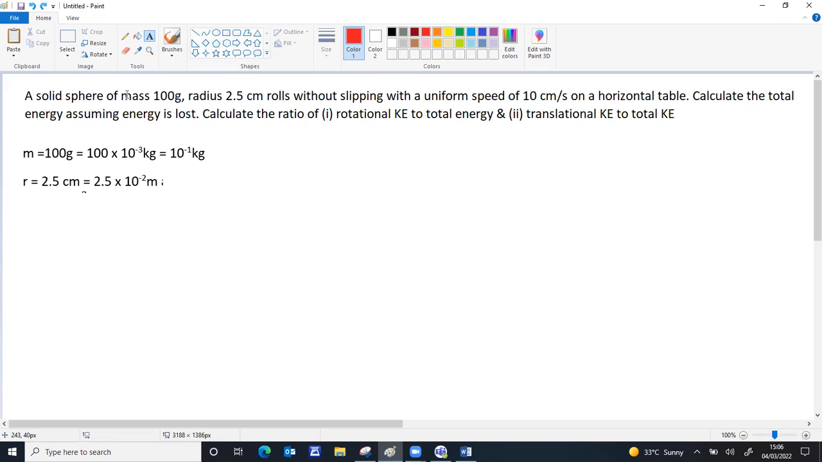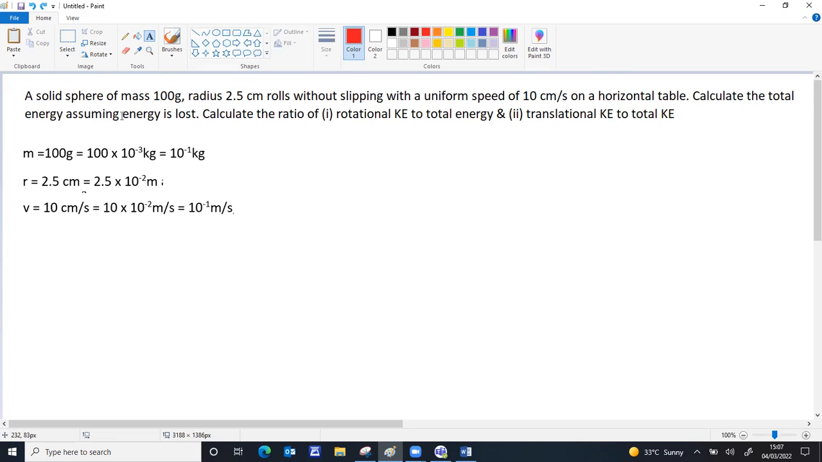The speed of the sphere is given as 10 centimeters per second. That also we multiply by 10 raised to minus 2 for meters per second. So overall the value is 10 raised to minus 1 meters per second. Now calculate the total energy assuming no energy is lost.